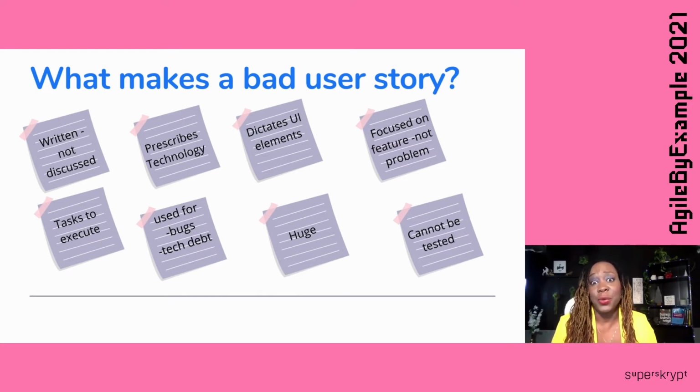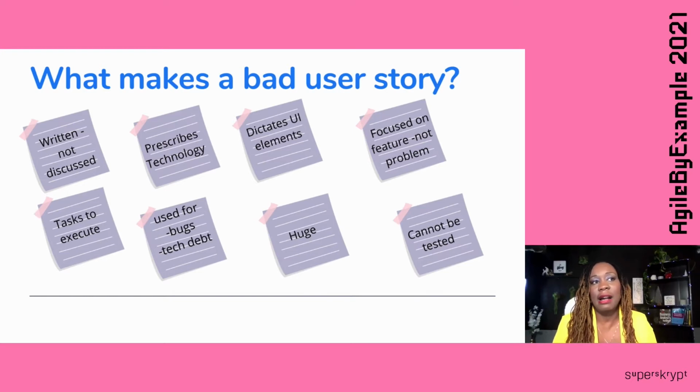If it dictates UI elements, so if you start talking about a checkbox versus a radio button versus any other UI element, then you're writing a bad user story because it really shouldn't be dependent on that. One of the reasons is if the UI changes, you shouldn't have to go change your user story, right? If they change it from a checkbox to a radio button, then now you have to go update your story. You shouldn't have that coupling, right? It should really be decoupled.